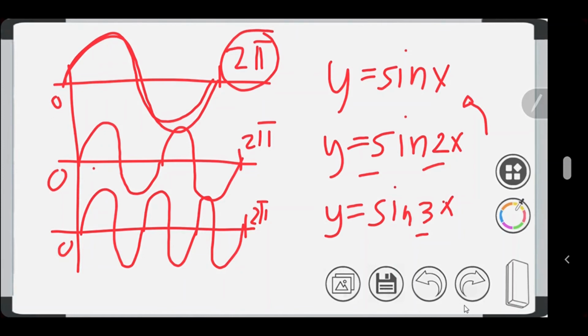If we have 2 cycles for y is equal to sine 2x from 0 to 2 pi, then the period must be half of 2 pi. 2 pi over 2 is pi. The same thing goes with y is equal to sine 3x. We have 3 cycles, then the period must be 1/3 of 2 pi, or 2 pi over 3.